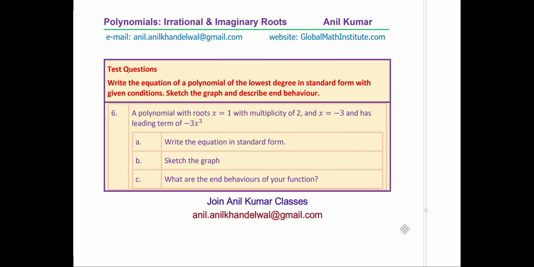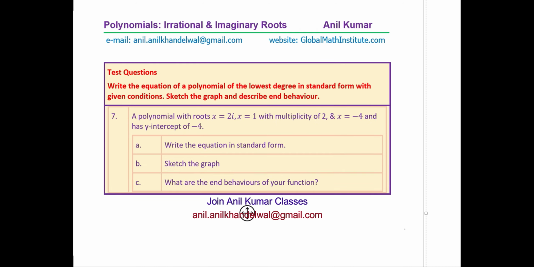Here are the other questions. Question number 6, which are similar. But here the statement is that a polynomial with roots x equals to 1 with multiplicity of 2 and x equals to minus 3 and has a leading term of minus 3x cubed. Write the equation in the standard form. Sketch the graph. What are the end behaviors of your function? So now you have to describe your function after sketching the graph of that polynomial. Also note, in this case, you have to write the equation in standard form. That means you should expand the factored form and then write the final answer.